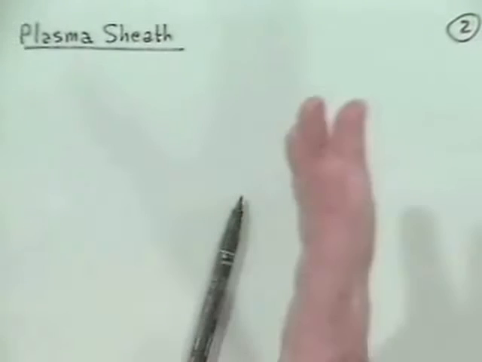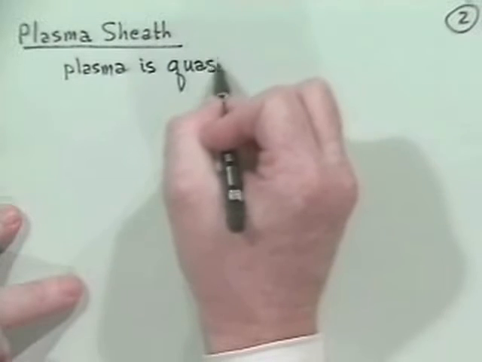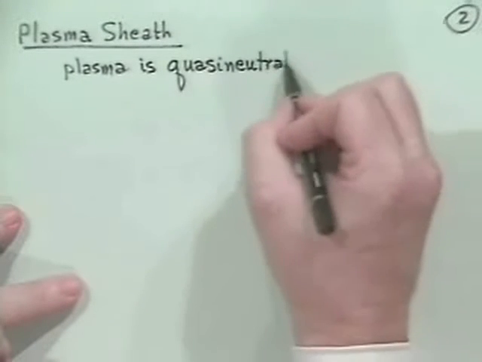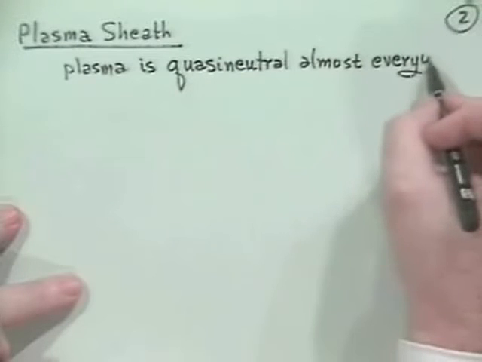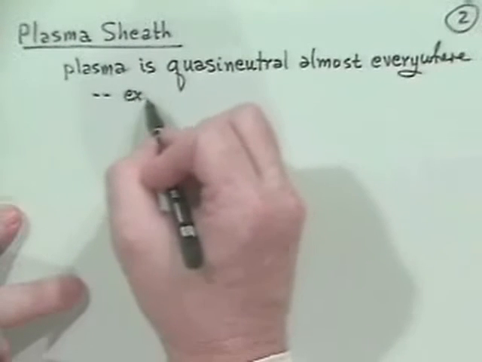The basic idea is, you remember we've always said a plasma is quasi-neutral, equal number of ions and electrons. What happens at a wall? Plasma comes up next to a wall. Well, it doesn't obviously have to be neutral at the wall, and even within a few Debye lengths of the wall, it doesn't have to be neutral. It's only in the bulk, remember. So the basic idea is that plasma is quasi-neutral almost everywhere. And the almost is except perhaps at boundaries.